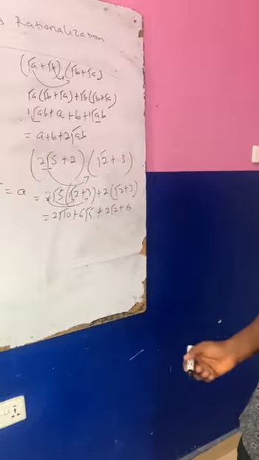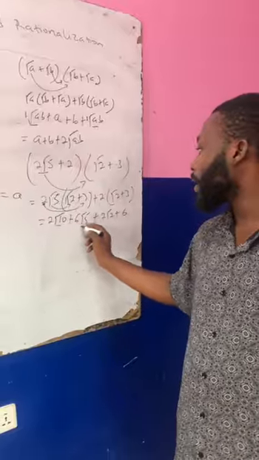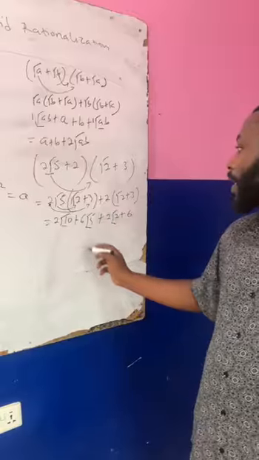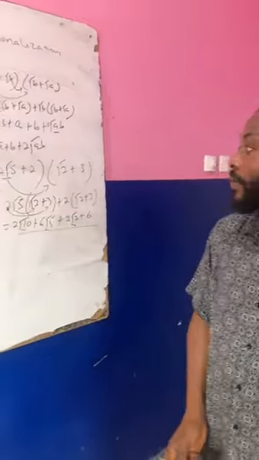So you remember in the surds, we said we can only add if the radicals are the same. But here the radicals are not the same. So this will be our final answer.